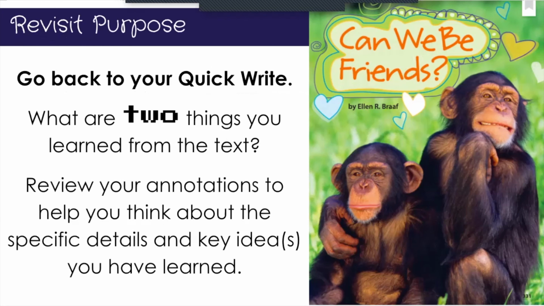All right, boys and girls, let's go ahead and close out our thinking for today. Now I want you to go back to the top of our one-pager. And remember, I asked you at the very beginning, what was something that you wanted to learn today from your reading? Go ahead at the bottom of your one-pager now. I want you to write down 2 things that you learned from the text. Remember, you can go back to your notes and your annotations to help you think about the specific details and key idea or ideas. Jot them down, and when you're ready to continue, hit play.